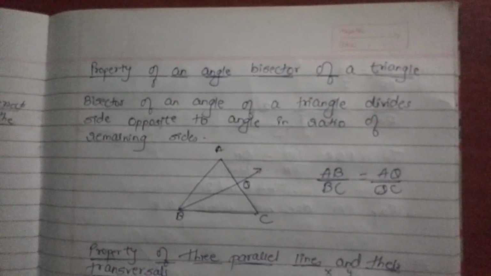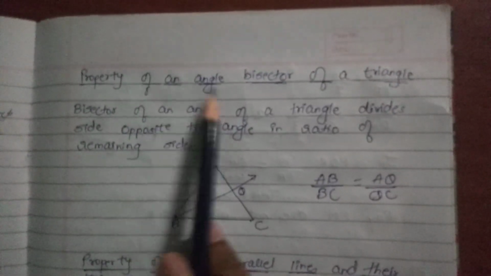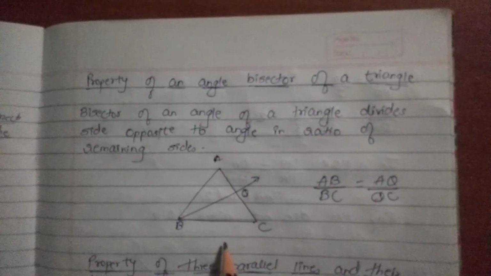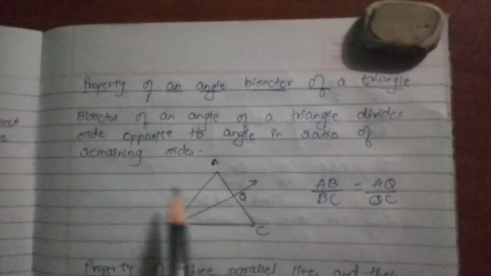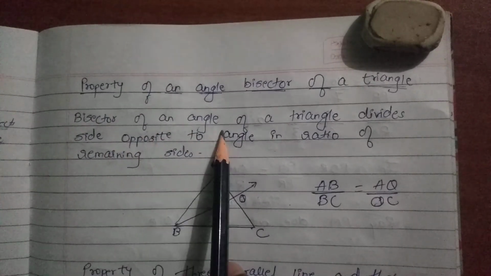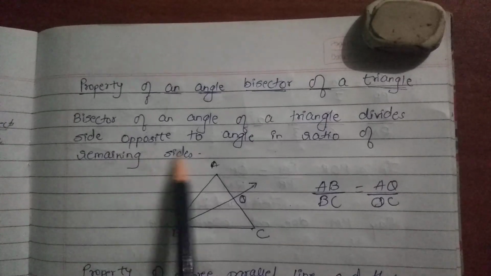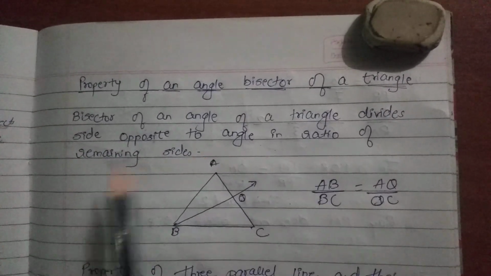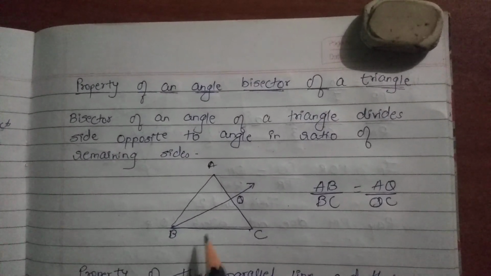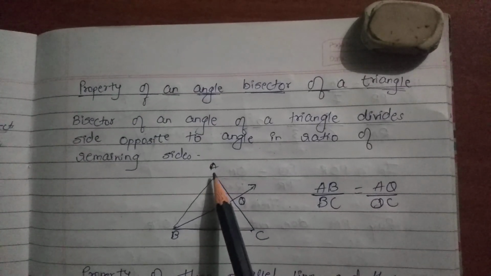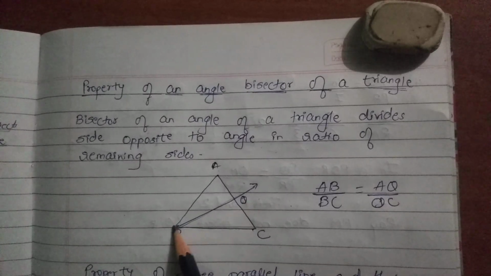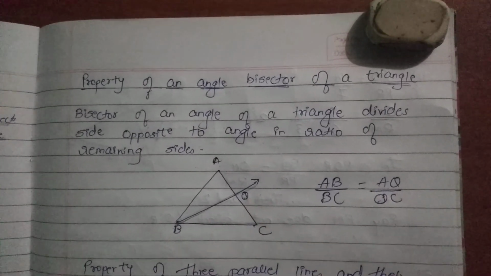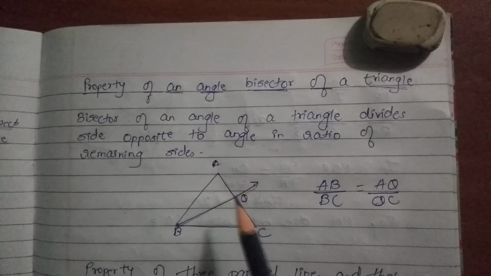Now the second one, the property of an angle bisector of a triangle. The bisector of an angle of a triangle divides the side opposite to the angle in the ratio of the remaining sides. You can see triangle ABC and this ray BQ is the angle bisector of angle ABC.